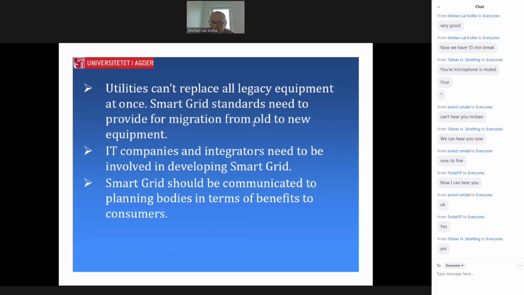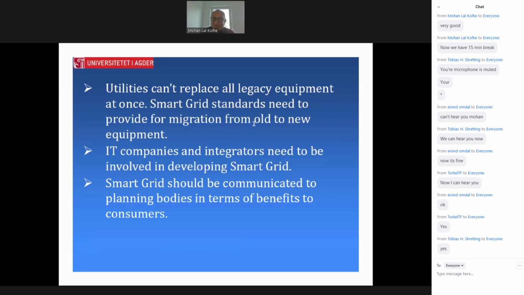Then another very interesting thing: we talked about information communication technology. Let's say we want to utilize the existing communication facility, for example the 3G or 5G facilities, then the IT company has to integrate into the system.